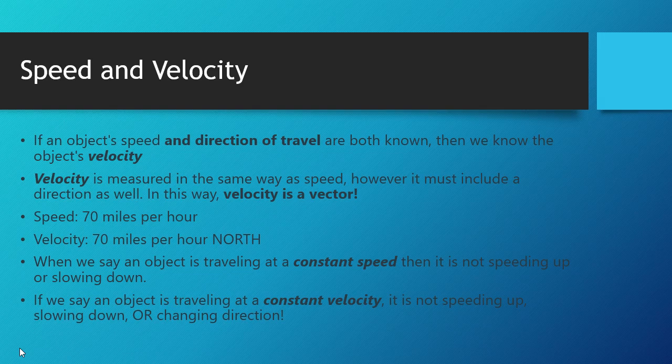When we say that an object is traveling at a constant speed, we mean that the object is not speeding up or slowing down. The speed of the object is not changing. When we say that something's traveling at a constant velocity, not only is it not speeding up or slowing down, the object is also not changing direction. It's traveling in the same direction. So a constant velocity implies a constant direction.